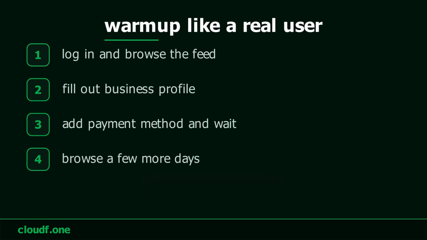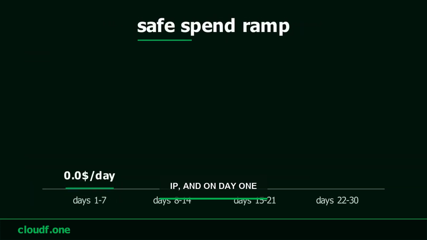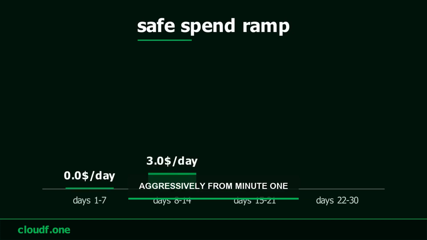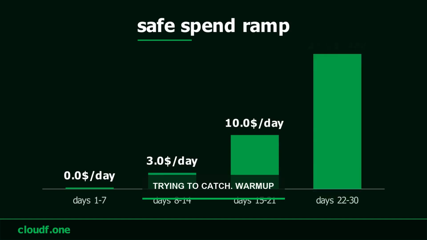Now warm up. This is where almost everyone blows it. They get a fresh account, fresh device, fresh IP, and on day one, they throw $100 a day at it. A brand new account spending aggressively from minute one is the single most suspicious thing you can do, and Meta treats it exactly like the fraud it is usually trying to catch.